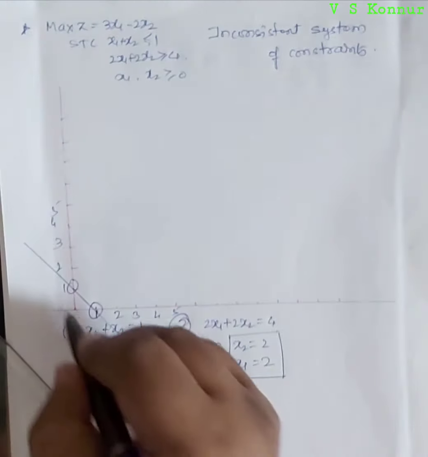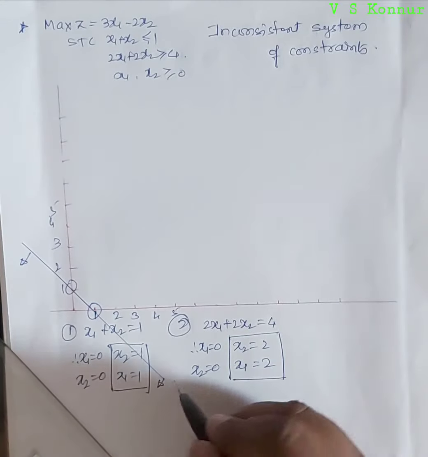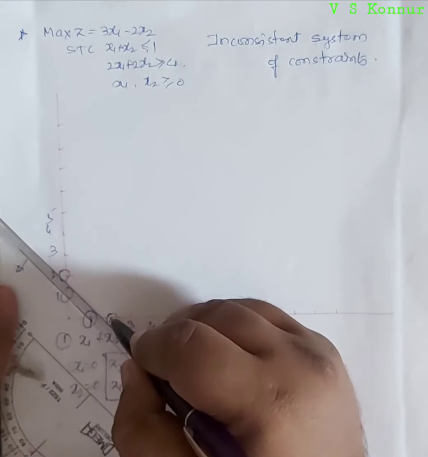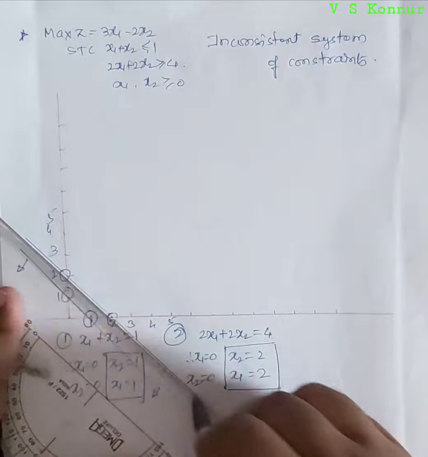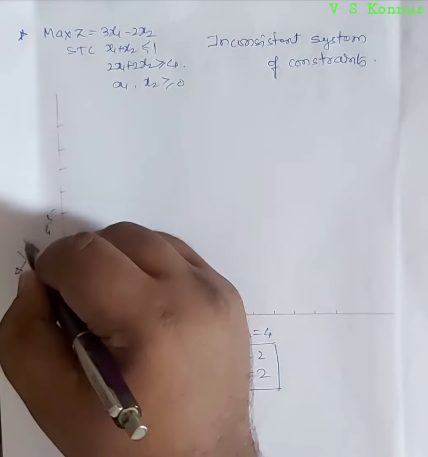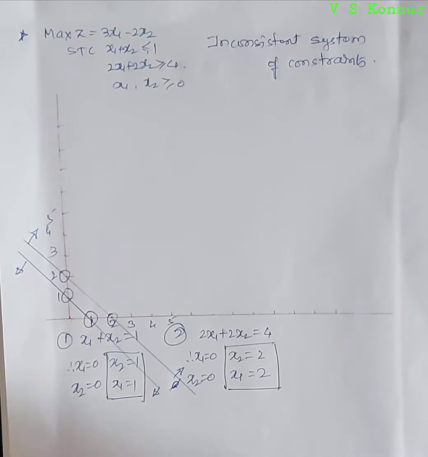It is a less than or equal to sign, near to the origin. Next one is 2 and 2. So one more line we'll draw here. This also has a greater than or equal to sign, away from the origin. So this type of problem is called an inconsistent type of problem. The solution is inconsistent. There is no solution for this type of problem.